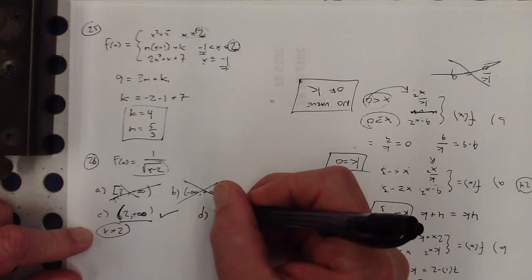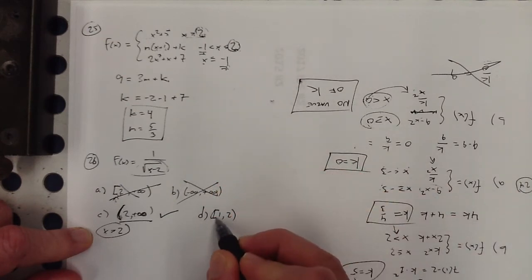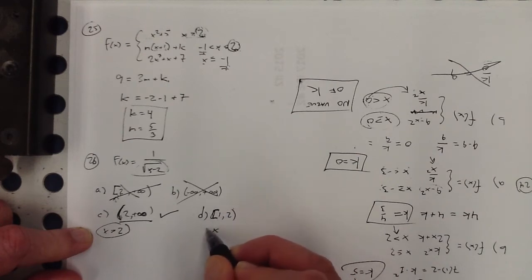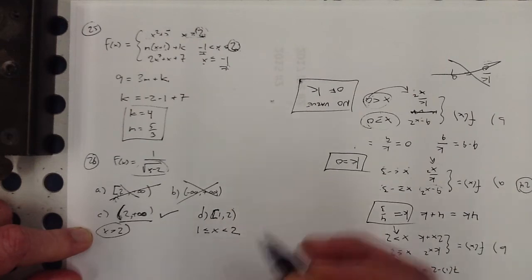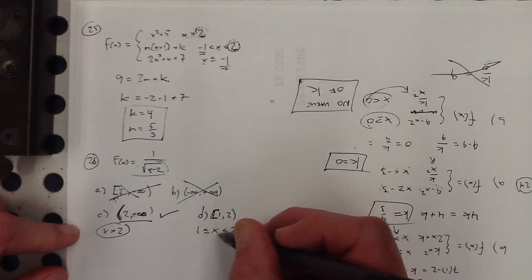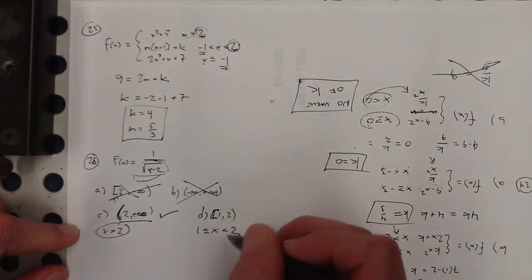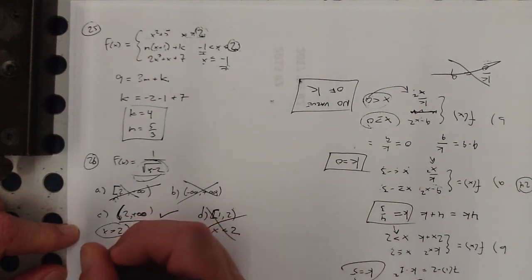How about on the closed interval from 1, sorry, closed 1 to open on 2? That's no good because I can't plug in numbers like 1.5. Anything less than 2 is going to make this negative, so that's no good. So just C.